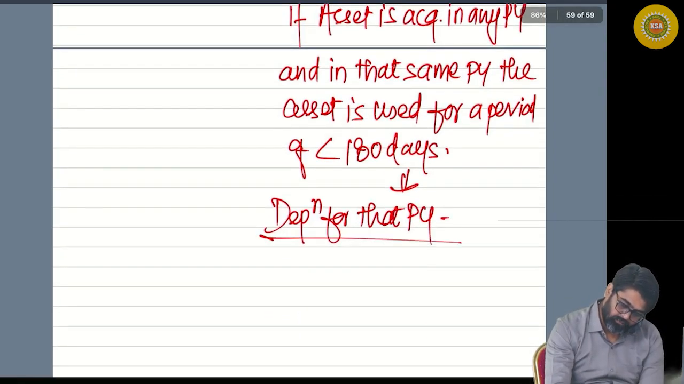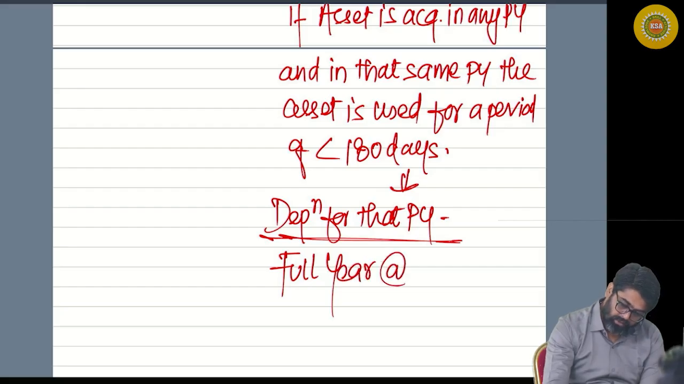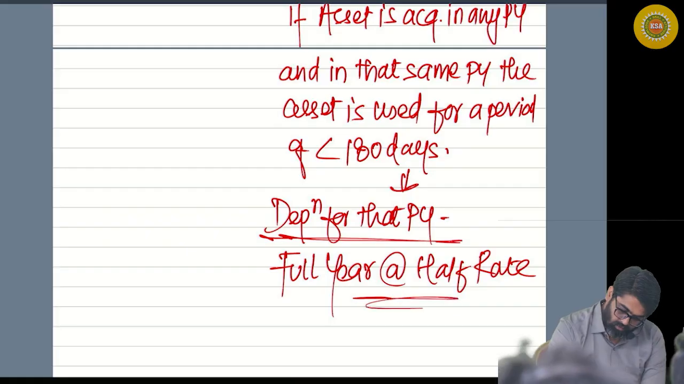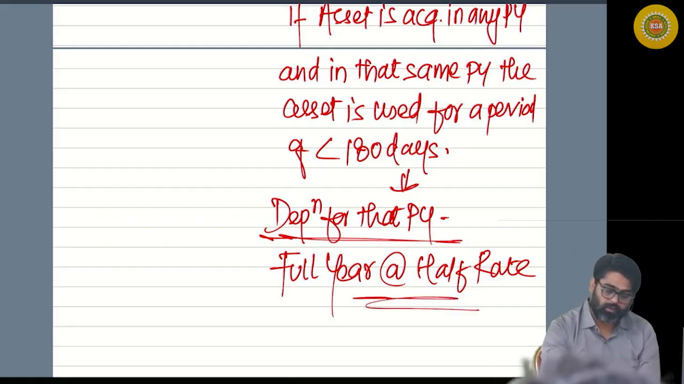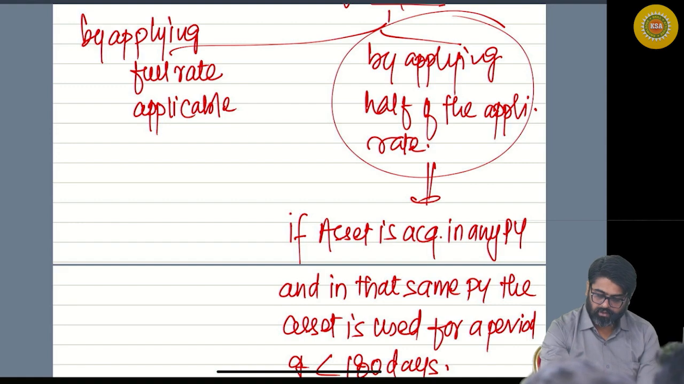Depreciation will be calculated for the full year, but at half rate. Will you remember this?